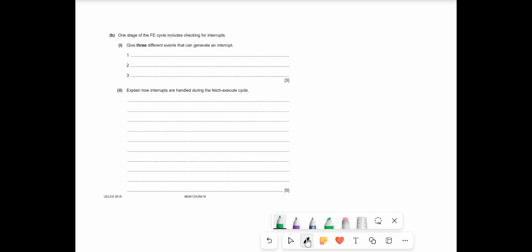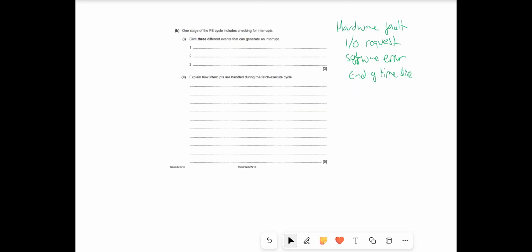Okay, so we're talking about interrupts. What can generate an interrupt? Well, we've got different things. We've got a hardware interrupt, or I'm going to put hardware fault. You've got an input-output request. You've got a software error interrupt, or you've got end of time slice. Let me just talk about each one of these really quickly.